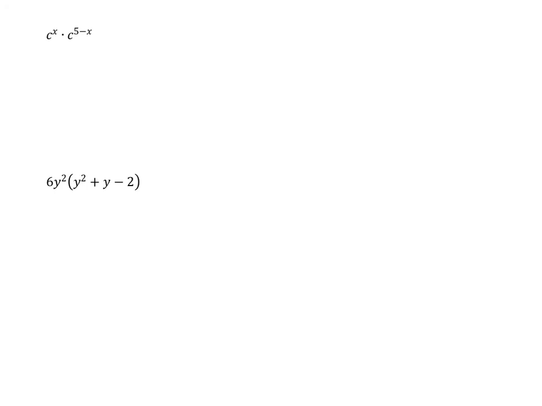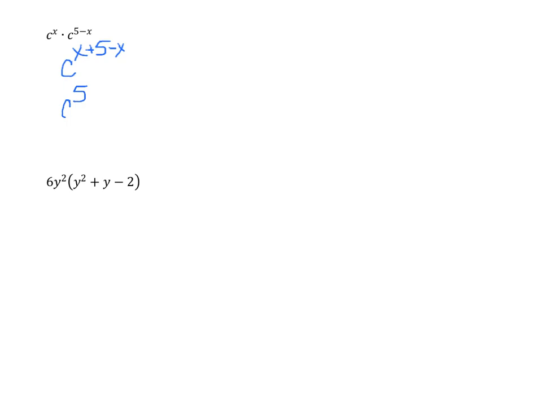All right, so these last two examples sort of combine everything we've done. So we have c to the x power times c to the 5 minus x. So what we need to do is c to the x plus 5 minus x, right? Because they have the same base, so we just add x plus 5 minus x, and we end up with c to the 5th.